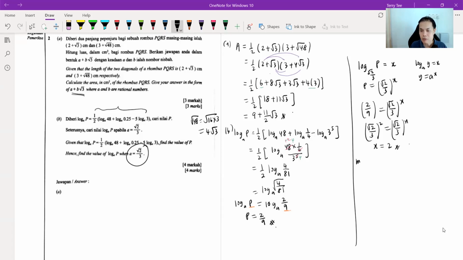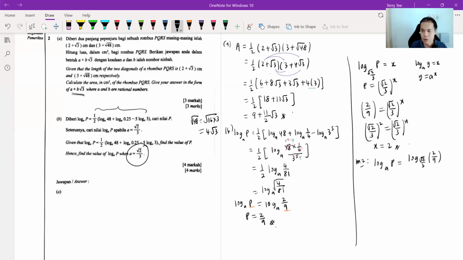Now, alternately, some of you may want to change the base of logarithm. You can do that as well, right? For example, log root 2 over 3 of P. We are finding this value. We know our P is now 2 over 9. Maybe I just write this as A first. I do it very slowly. Log root 2 over 3 of P, and my P is 2 over 9, right?